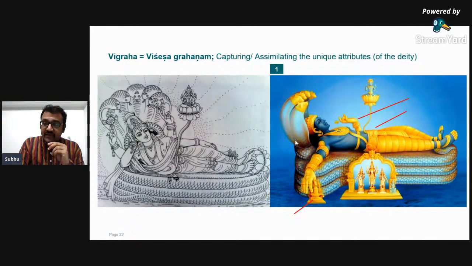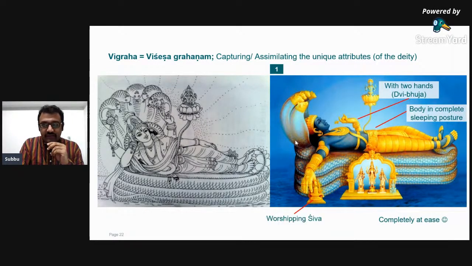This is the most famous. All of us would very easily recognize this to be the Ananta Padmanabha posture of the Lord, which is seen in the Padmanabha Swami temple in Trivandrum, in Thiruvananthapuram. Here, you can see that most of the features of the form of the Lord are the same.